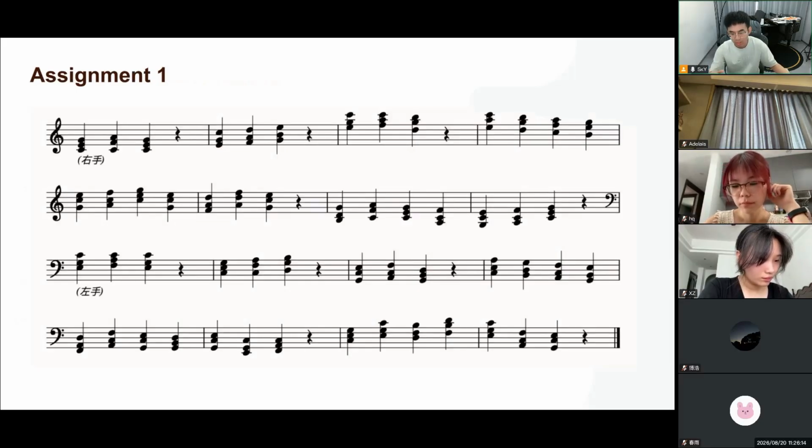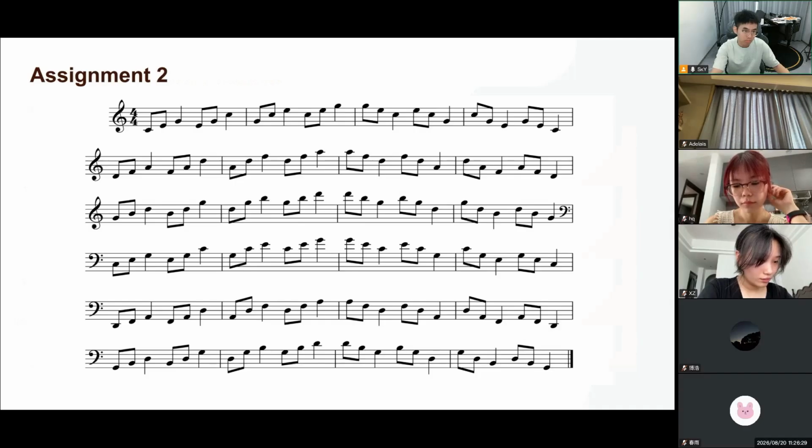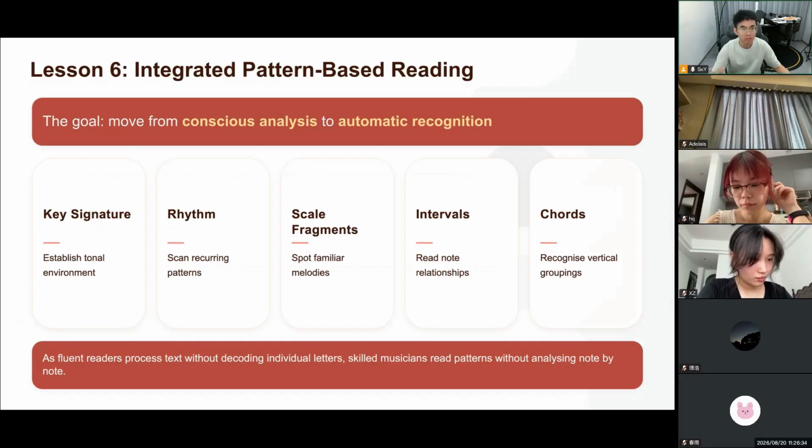Then, for the in-class exercise, students need to label the chords and play them. The first chord, we use the block chord. We can see the score. And the next one is broken chord. Okay, let's go to lesson 6.